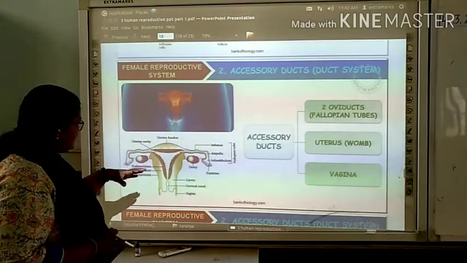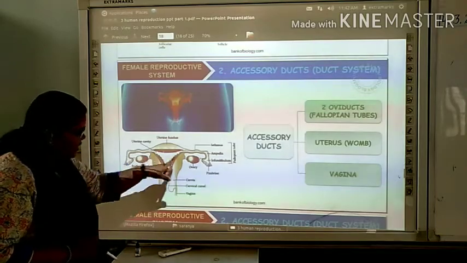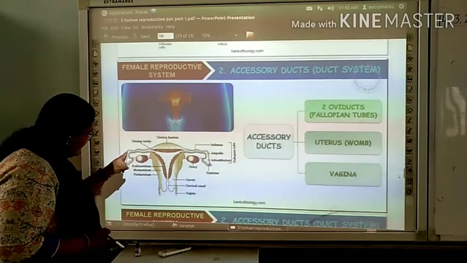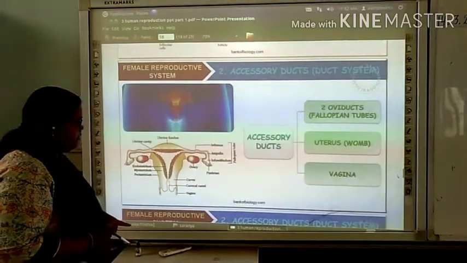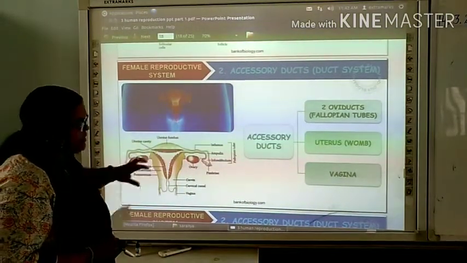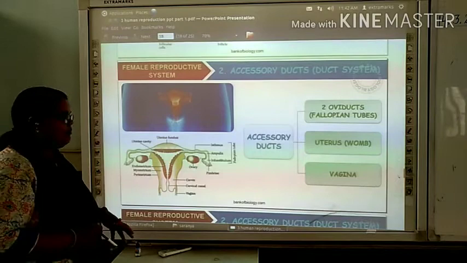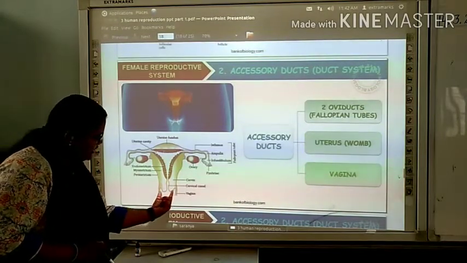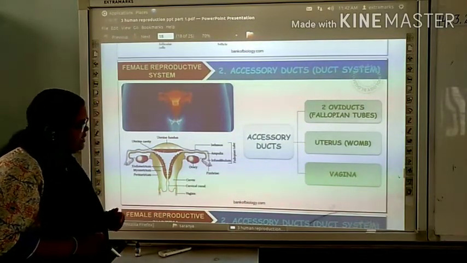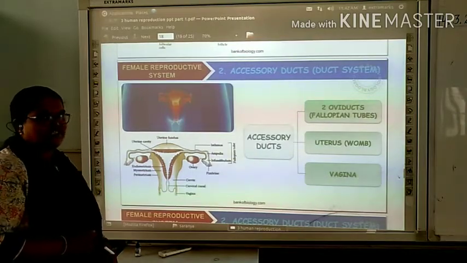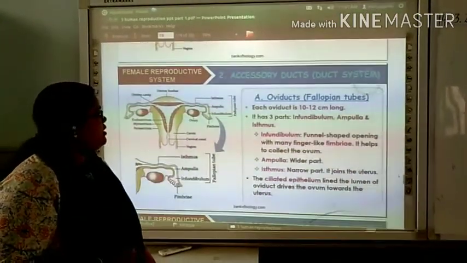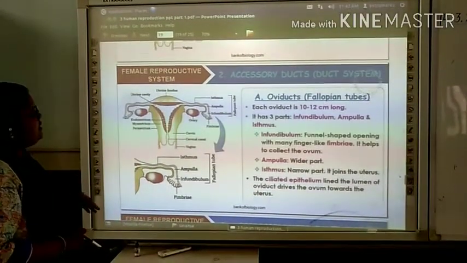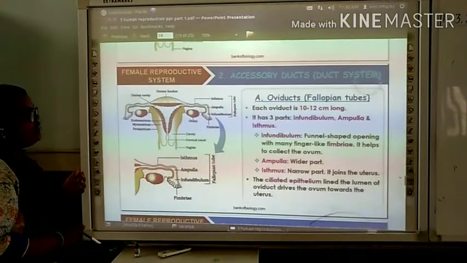So we will see the structure in detail here. This is the ovary. And this part is called the fallopian tube. Here a pair of fallopian tubes is there. And this entire part is known as the uterus, or the womb. And the lower, last part of the uterus is known as the vagina. Right, so the next system, one by one we will go in detail.